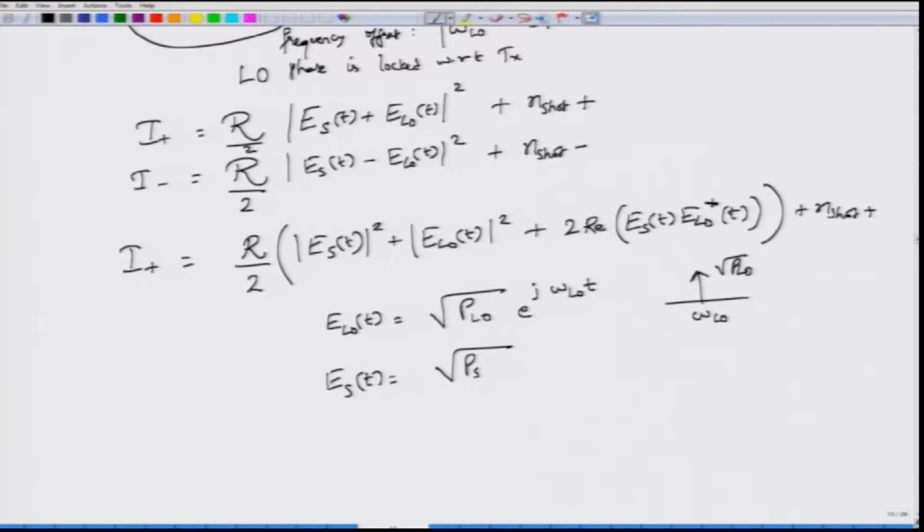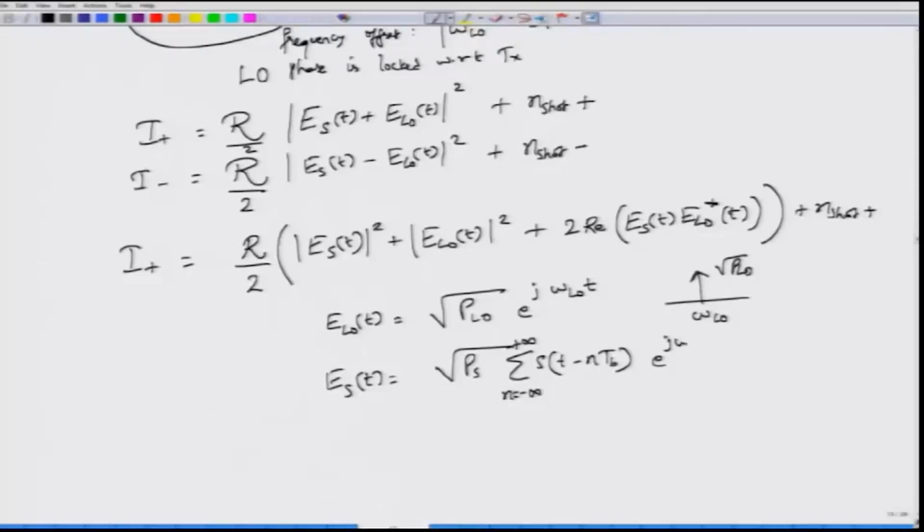Similarly, you have Es of t given as square root of Ps, which is the amplitude that you are going to get, and there is also the sum over n from minus infinity to plus infinity of S of t minus nTb. Clearly, this S of t is the pulse shape that we have used, and we are essentially transmitting one pulse after the other, okay. All these pulses are centered or modulated at e to the power j omega s t, where omega s is the transmit laser frequency.